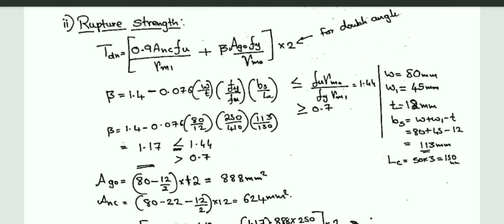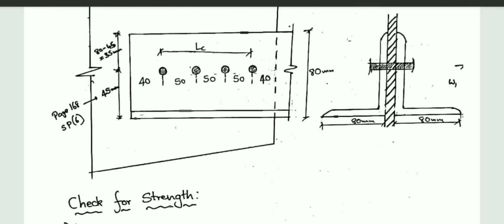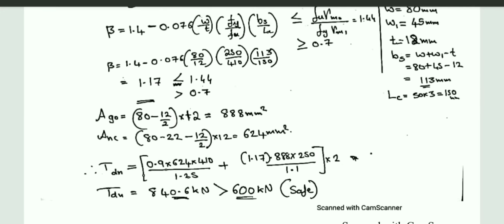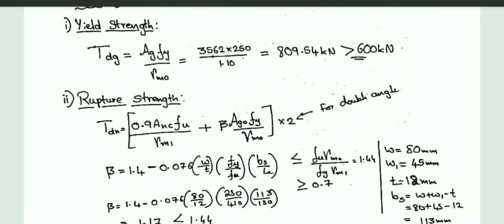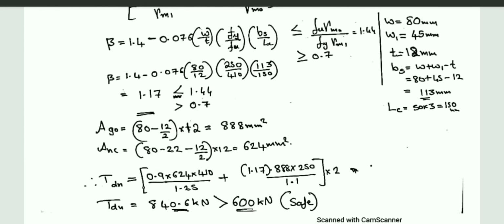Next one, AGO, that is the area of the outstanding leg. Here it is 80 mm, both legs are the same, so the outstanding leg is 80 mm. No bolts are here, so this is a gross area. You take it till the center, so 80 minus thickness by 2, where the thickness is 12 mm, that is 80 minus 12 by 2, into the thickness of that angle, so AGO becomes 888 mm square.